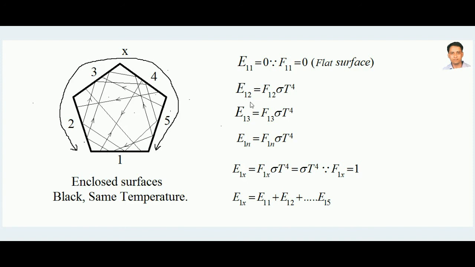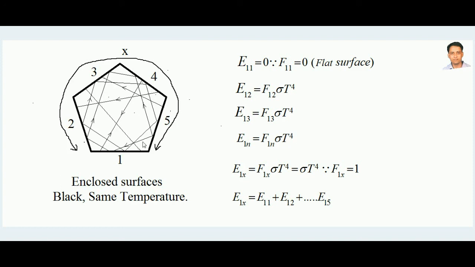What is E₁₂? Very simple, it would be F₁₂ sigma T to the 4. Sigma T to the power 4 is the amount of radiation emanating from surface 1. How much is captured by 2? We multiply with this geometric attribute, F₁₂, the view factor. Similarly, E₁₃ will be F₁₃ into sigma T to the 4. Similarly, in case there are n surfaces, E₁n would be F₁n sigma T to the 4.